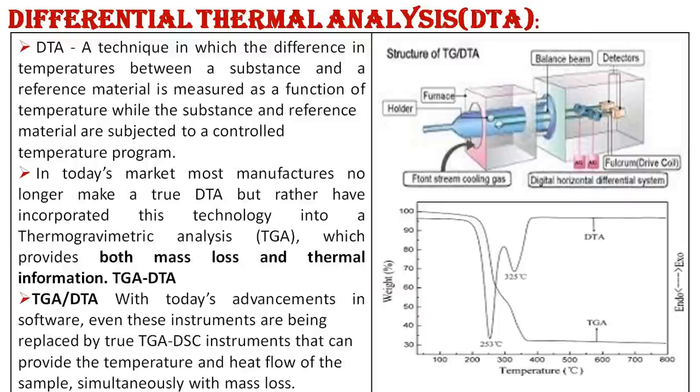In today's market, most manufacturers no longer make a true DTA but rather have incorporated this technology into thermogravimetric analysis, TGA, which provides both mass loss and thermal information, TGA-DTA. With today's advancement in software, even these instruments are being replaced by true TGA-DSC instruments that can provide temperature and heat flow of the sample simultaneously with mass loss.